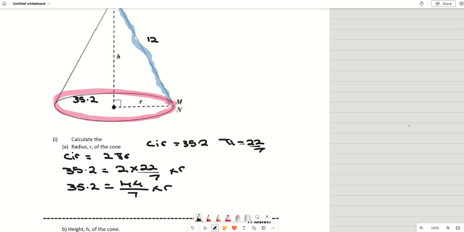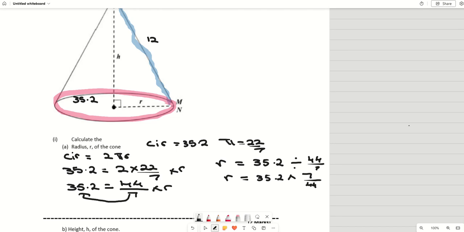We want to make r the subject, so r will be equal to, if we carry across, multiplied by 44 over 7, to divide, right? So r, the radius, will be 35.2 divided by 44 over 7. So r is equal to 35.2 multiplied by 7 over 44.